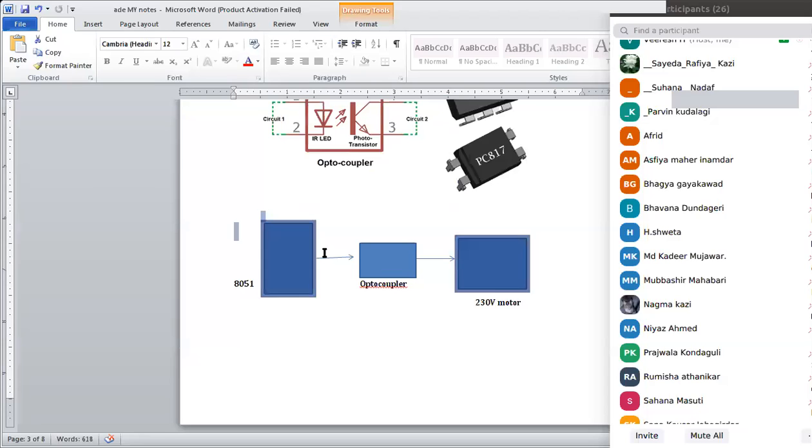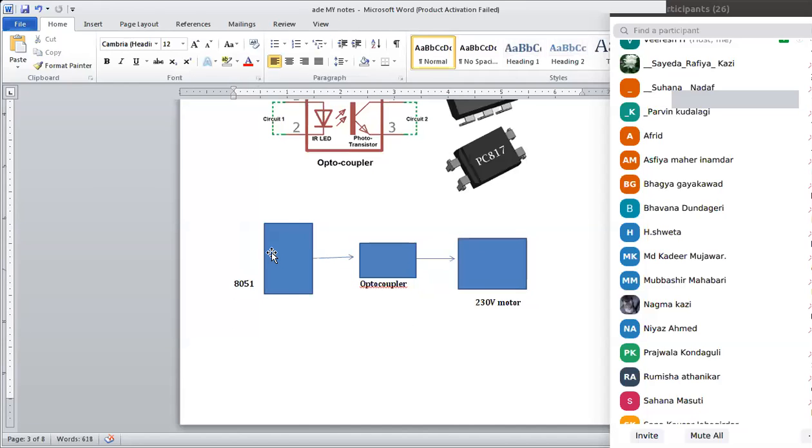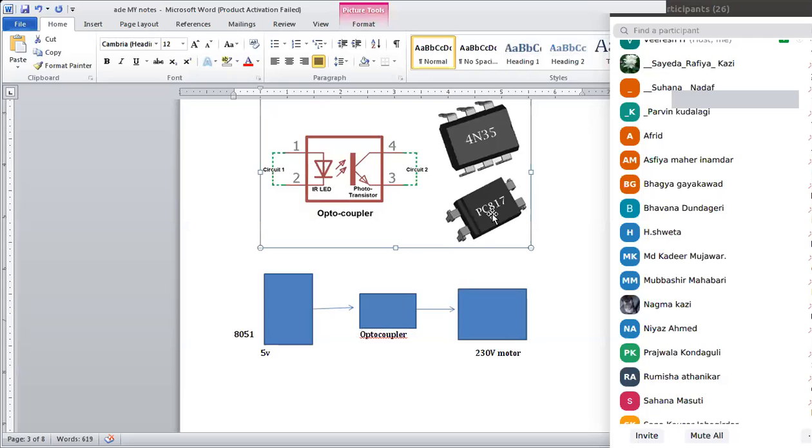I'm just roughing it out here. So we have three blocks here. One is the 8051 microcontroller, which is working on 5 volts. This 8051 is going to give the signals to the optocoupler. The optocoupler is this PC817, which has 4 pins: pin 1 and pin 2 on the left side, pin 3 and 4 on the right side. In this PC817, there are two components: one is an IR LED and another is a phototransistor.